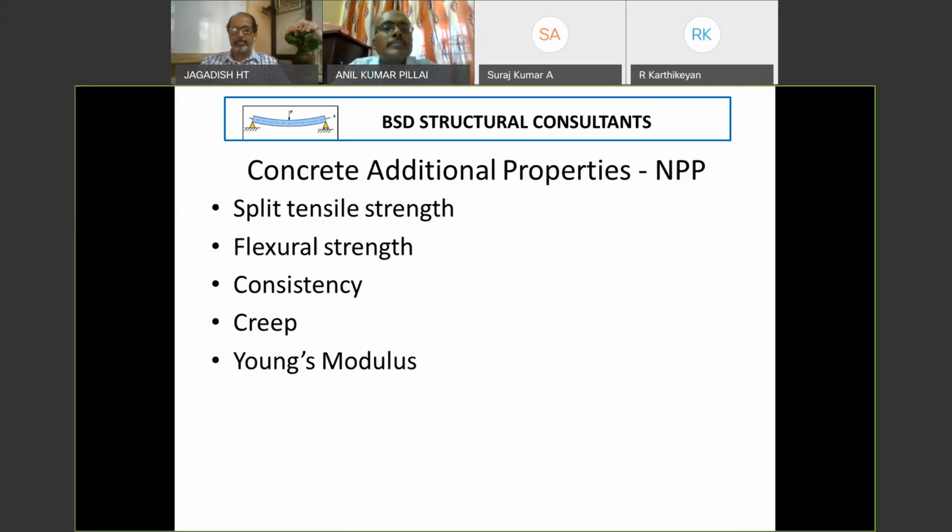Creep and Young's modulus. These are required in, let's say, nuclear power plant. The reason is that now we are using a pre-stressed concrete, we are using pre-stressing cables in the inner containment wall. Creep of concrete plays a major role when it comes to pre-stressed concrete. Young's modulus plays a major role also. So we test both of these, we record them and ensure that the creep and Young's modulus of concrete are well within what the code allows us.